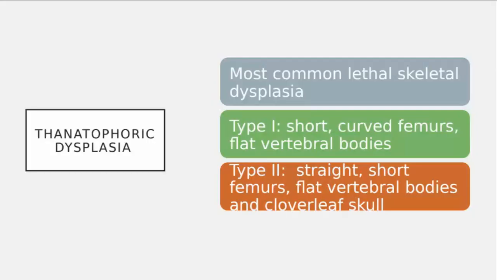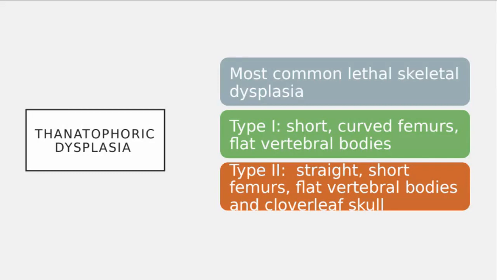Okay, so getting into some of the common dysplasias. Our first one is thanatophoric dysplasia. And I remember this one from Marvel movies. If you like Marvel movies, you have heard of Thanos. If you don't like Marvel movies, he is a Greek god of, I believe, death or destruction. And that is what this condition is. So this is going to be the most common lethal skeletal dysplasia. There are two different types of thanatophoric dysplasia, but both of them are going to be incompatible with life.